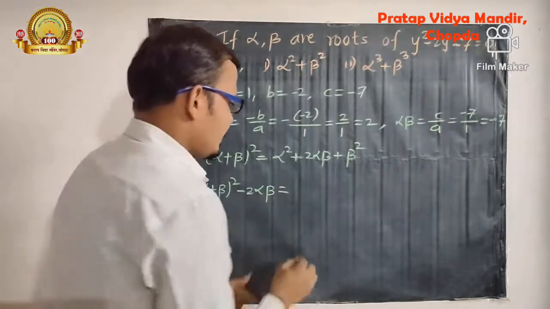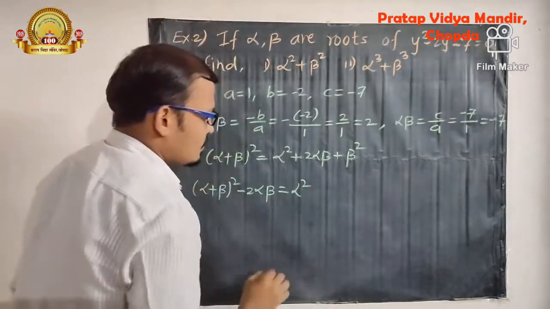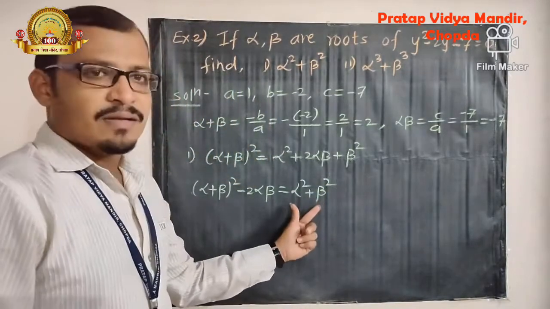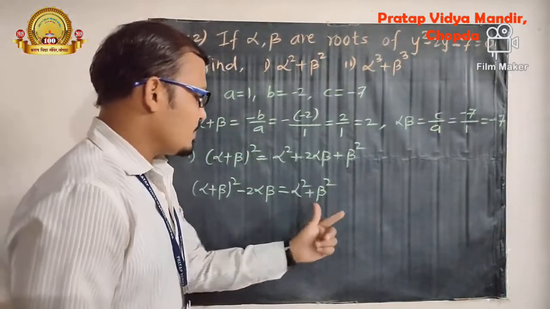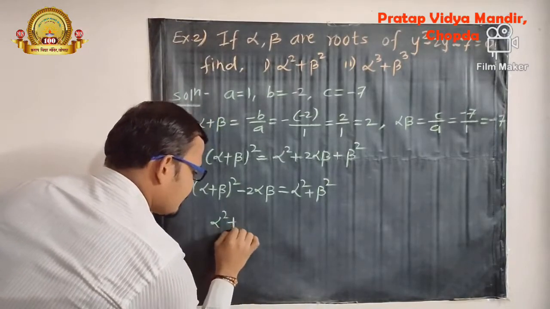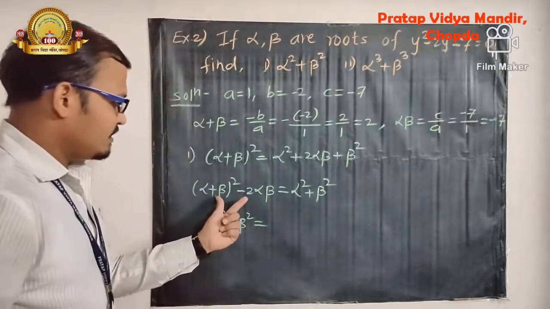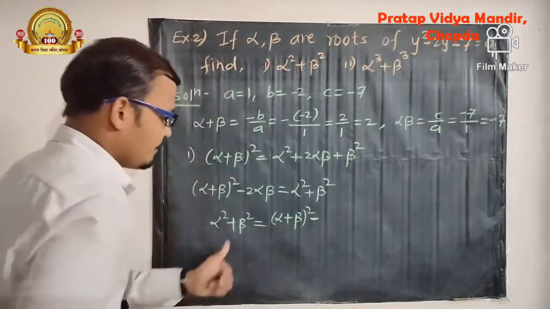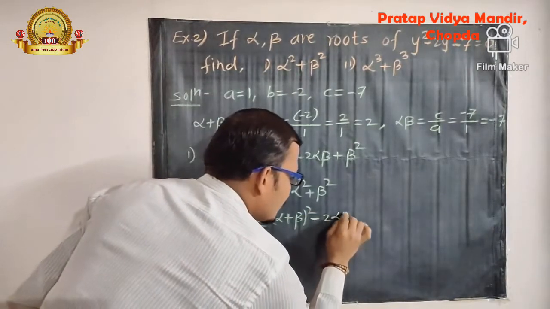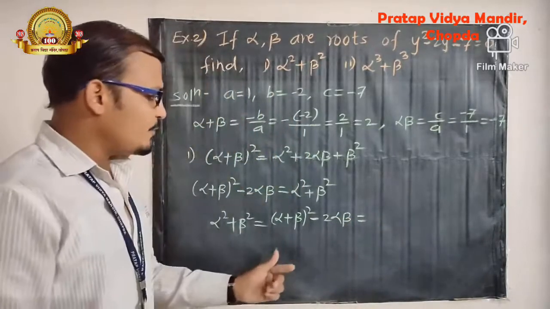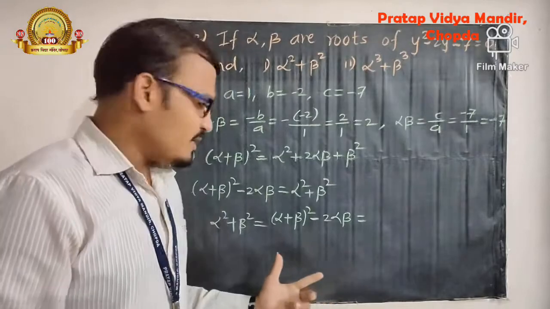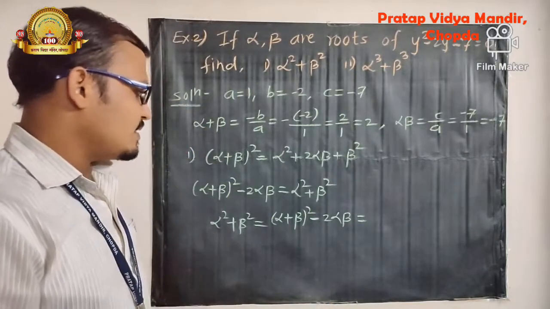What will remain here? Alpha square plus beta square. So the value of alpha square plus beta square is this, alpha plus beta bracket square minus 2 alpha beta. Now if we put the value of alpha plus beta and alpha into beta, we can get the value of alpha square plus beta square.